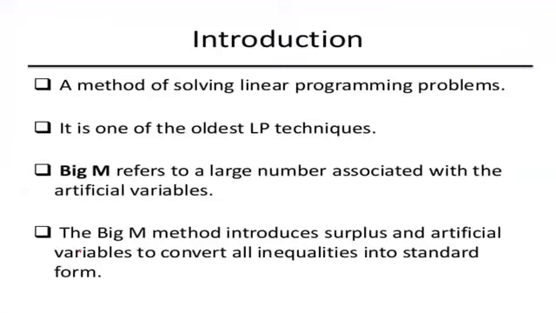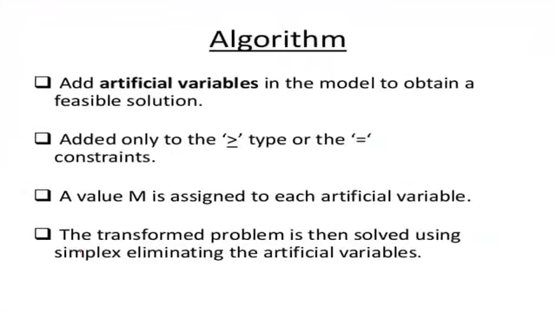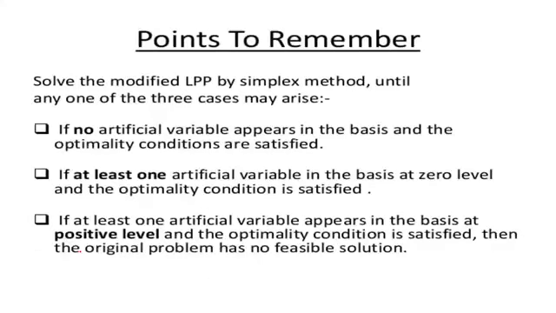The M method is a method of solving linear programming problems. It is one of the oldest linear programming techniques. Big M refers to a large number associated with the artificial variables, and the big M method introduces surplus and artificial variables to convert all inequalities into standard form. The algorithm: add an artificial variable only to the greater than or equal to type or equality constraints. A value M is assigned to each artificial variable. The transformed problem is then solved using simplex, eliminating the artificial variables.